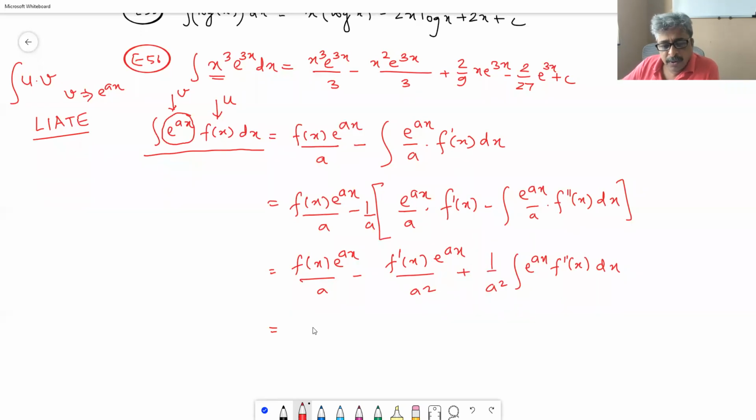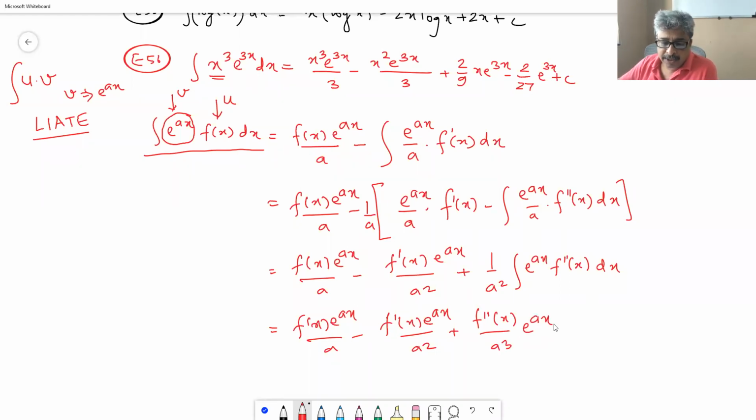the same: f of x e raised to ax upon a minus f dash of x e raised to ax upon a square plus f double dash of x upon a cube e raised to ax minus f triple dash of x upon a fourth e raised to ax plus dot dot dot. This is going to be the answer.